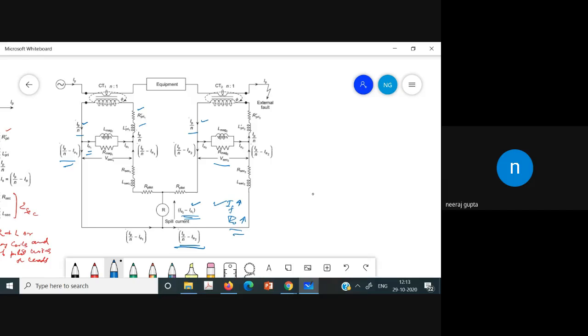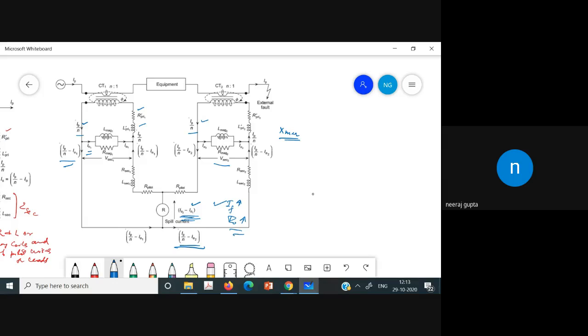So the simple differential relay, which looks very simple, cannot be used in practice without certain modifications, because in the spill current we will have the magnetizing current. This is especially true in case of transformer protection. So we cannot use the simple differential relay without modification. This is true in case of the transformer.